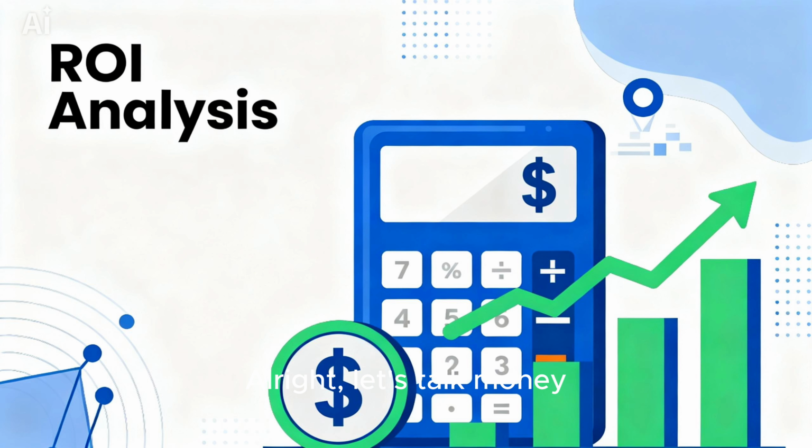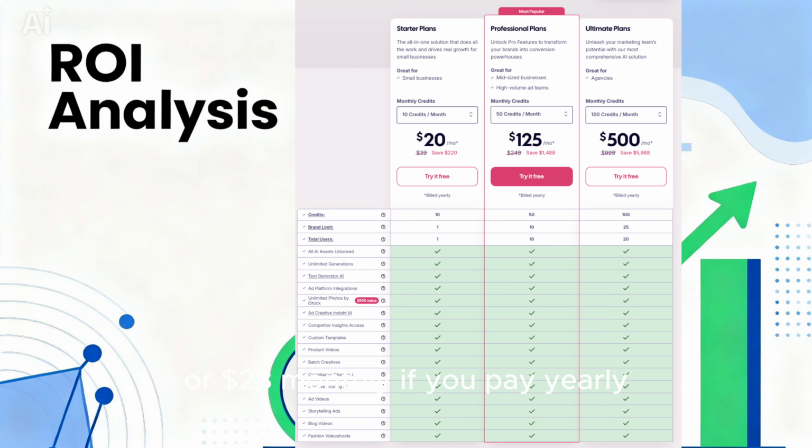Alright, let's talk money. Because this is where most people get sticker shock. AdCreative.ai has 3 main pricing tiers. And they're running a promotion right now with 50% off yearly plans. Starter plan. $39 per month or $28 monthly if you pay yearly. You get 10 credits per month. 1 credit equals 1 ad creative, so that's 10 ads total. Honestly, this plan is pretty limited unless you're just testing the platform or creating occasional campaigns. Professional plan.